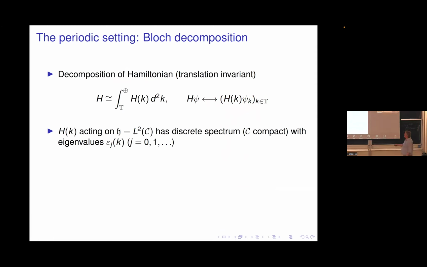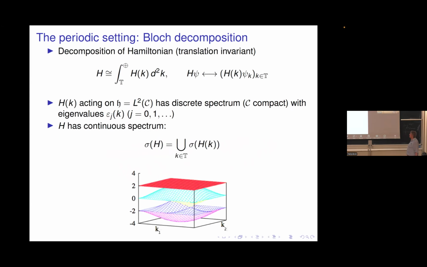And so h of k acts on the typical fiber, which is a unit cell, and it is a bit like a Laplacian on a now finite domain, the unit cell, no longer infinite space, and so you would expect that it does have discrete spectrum rather than continuous spectrum, because the unit cell is a compact set, and it does. And let's just label the eigenvalues of this by epsilon 0, 1, and so on. So they depend on parameters.